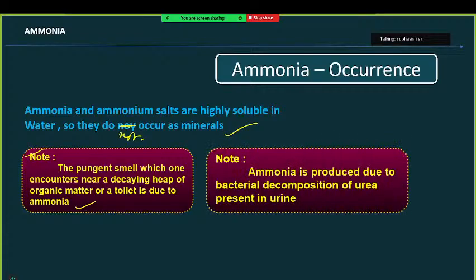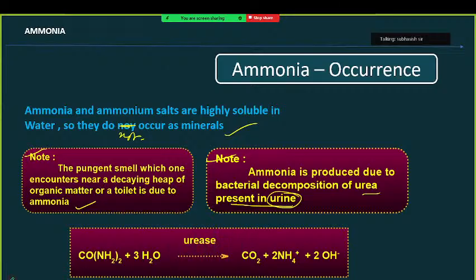ammonia gas. Ammonia is produced due to the bacterial decomposition of urea present in urine. That bacteria is known as urease bacteria. So this is urea, and with urease it is converted into ammonium hydroxide, that is ammonia, and the smell of ammonia occurs.